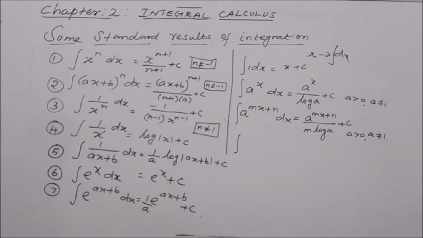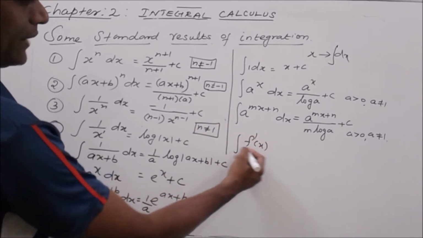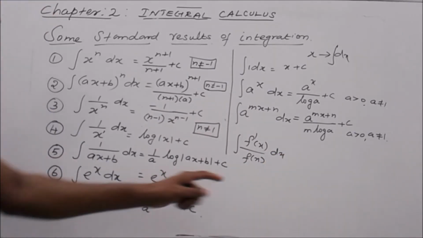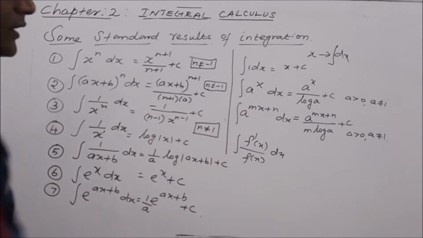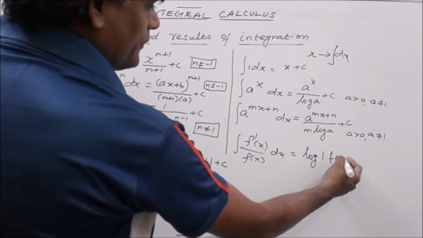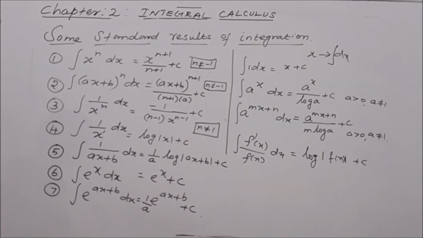And I told you some additional formulas, that is integral f dash of x divided by f of x dx. The derivative of the denominator appears in the numerator. We can go with the formula log of modulus of f of x plus c.